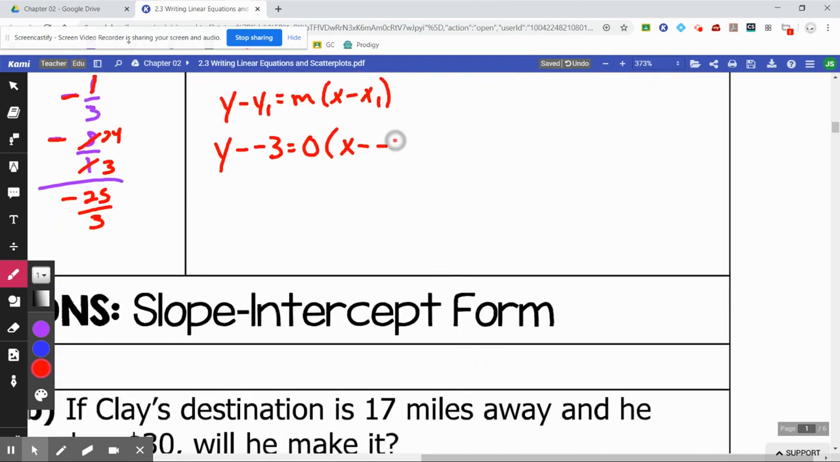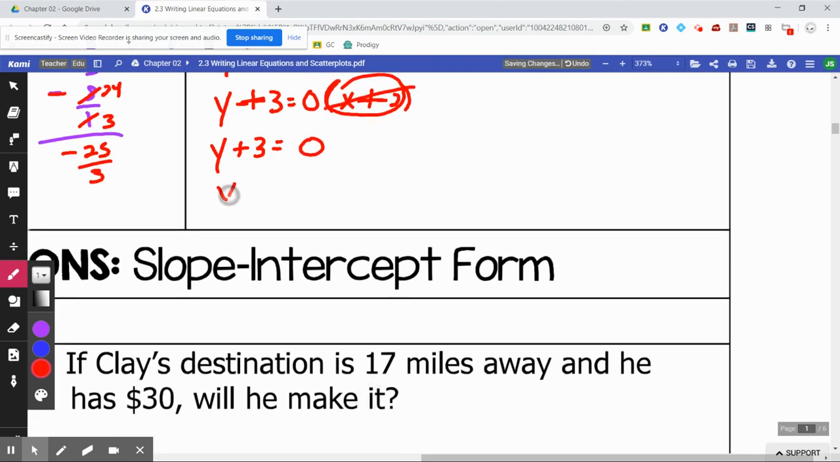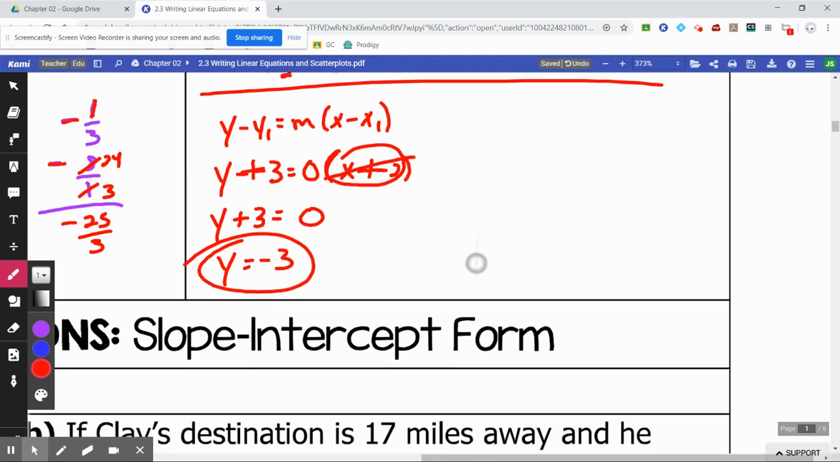-2, minus minuses turn them into pluses. You now have y plus 3 equals 0 times anything is just 0. Let's move our 3 over and you get y equals -3. And I told you that a horizontal line will have the equation y equals a number, which it does.